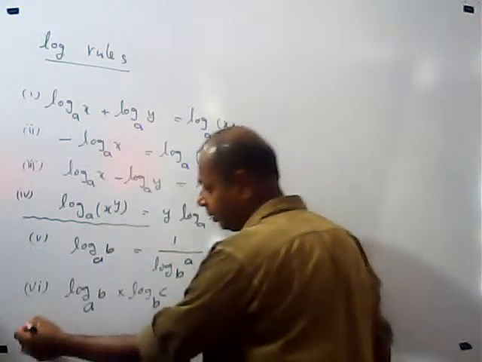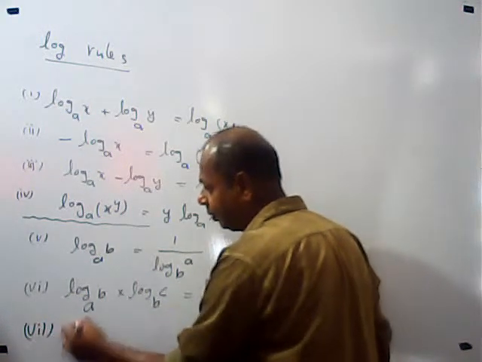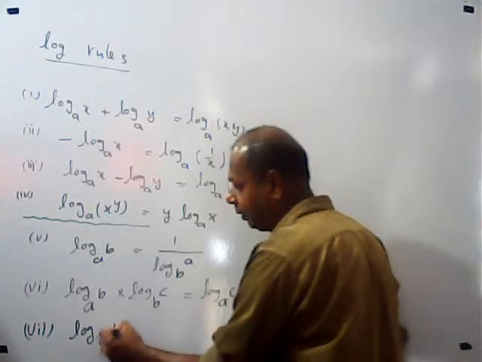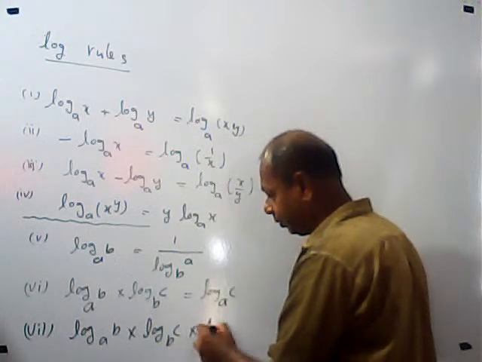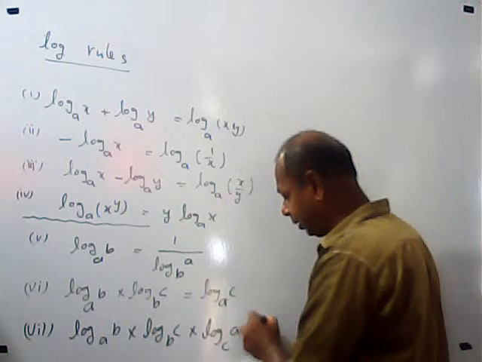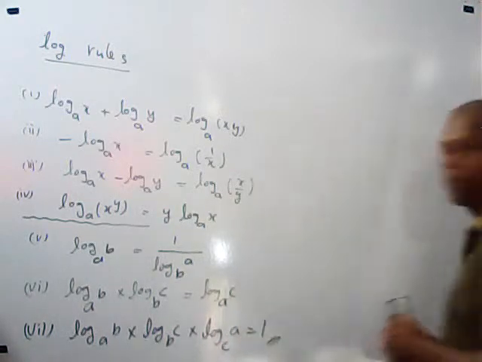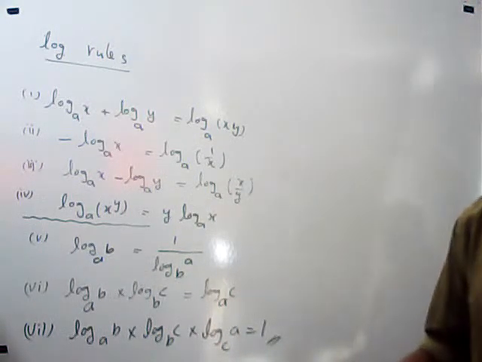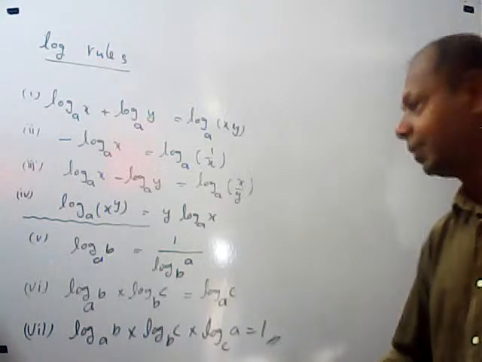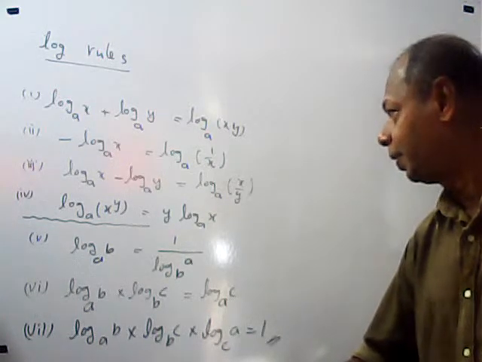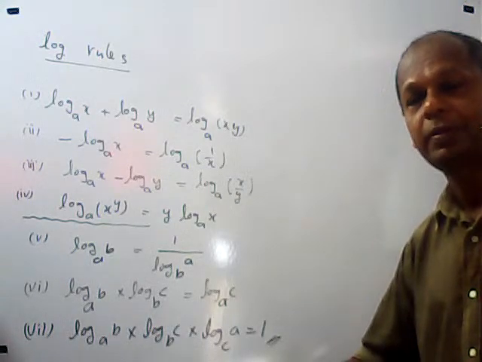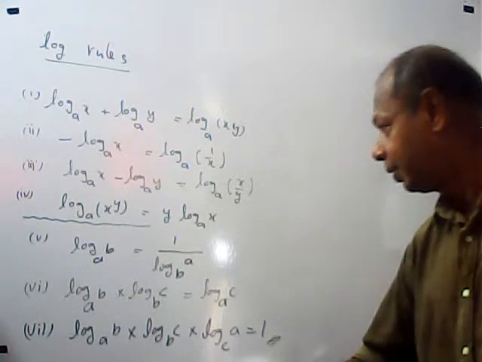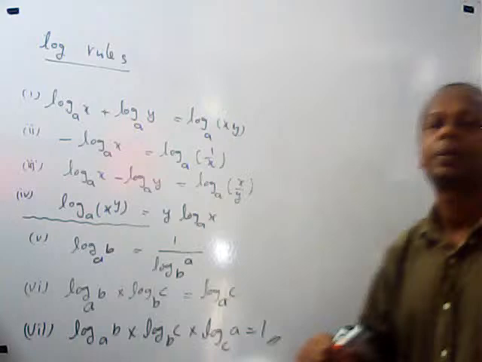And finally, log_a b into log_b c into log_c a equals 1. Right? So these are the basic 7 log rules. And last day we learned how to apply them.